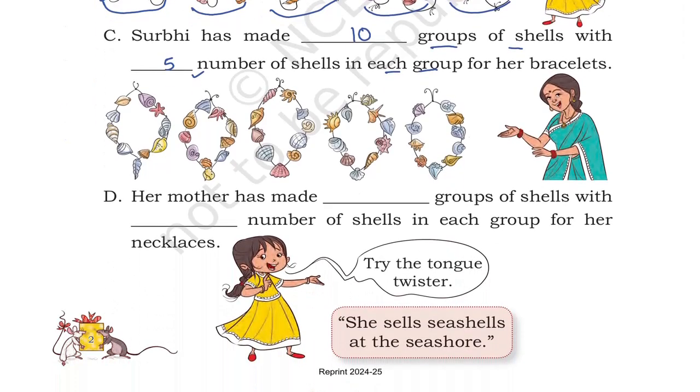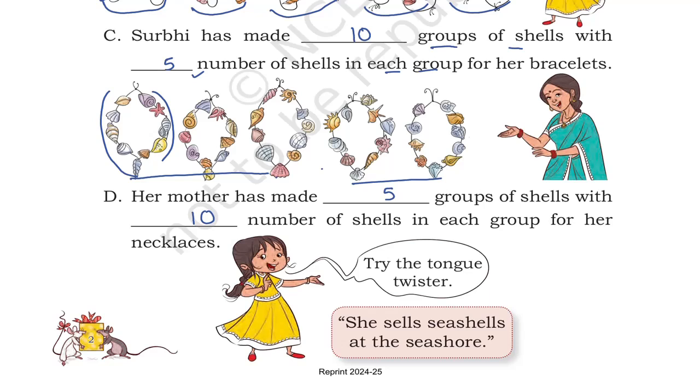Her mother, I see her mother here, has made dash groups of shells with dash number of shells in each group for her necklace. All right, so Surbi was making bracelets and the mother is making the necklaces. Let's look at the groups first. I see 3 and 2. 3 plus 2. How many groups? There are a total of 5 groups of shells. Let's count the number of shells. I see 5 this side and 1, 2, 3, 4, 5 on the other side. A total of 10 shells in each group for her necklace.